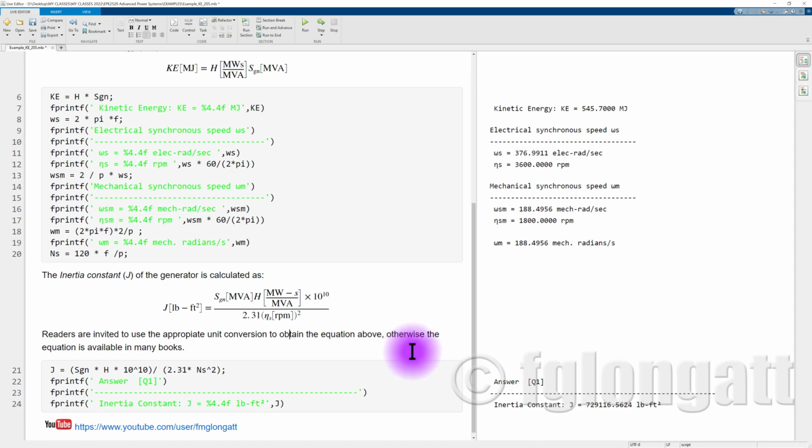Otherwise, you can see that this equation is already available in many books. You can go to Paul Anderson, you can go to Concordia, you can go to Kimbark. There are many books where you can find that equation. I highly suggest to my students to go to those books, follow the unit conversions and have a look at that, okay? Well, when we put the numbers together, we obtain this magical inertia constant J. In this case it is 729,116.5 pounds per square feet. This is the result. This is the inertia constant J, and this is the end of this video.